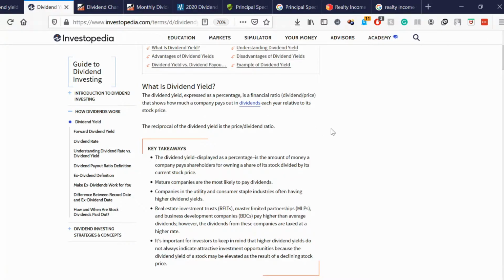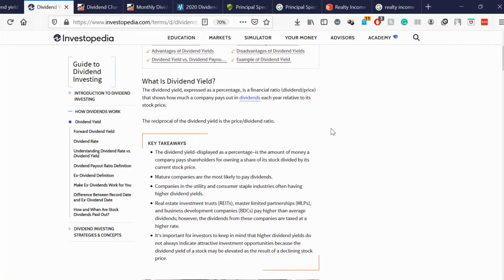So here's a few key takeaways, and then I'll give you guys some examples. The dividend yield, displayed as a percentage, is the amount of money a company pays shareholders for owning a share of its stock divided by its current stock price. Mature companies are the most likely to pay dividend yields. That's a good point. Usually companies that are more well established, they've been around for a long time, they have a pretty good financial sheet, they're usually the ones that pay dividends.